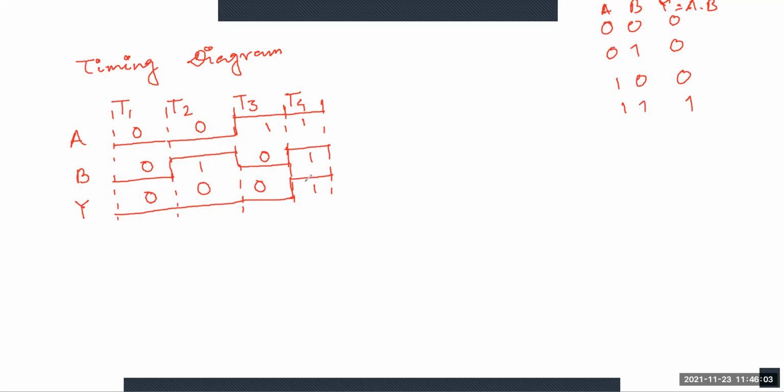Okay, so this is the timing diagram of this two input AND gate. Suppose in your exam you can get this type of question, that they can give you the timing diagram of any gates, and they can ask what is the timing diagram of this gate. So this is the process from which you can write the timing diagram of any gate. Is it clear?